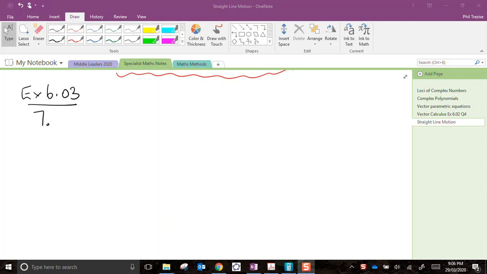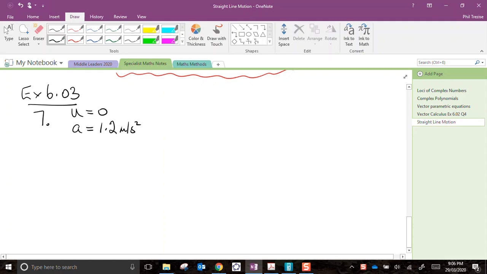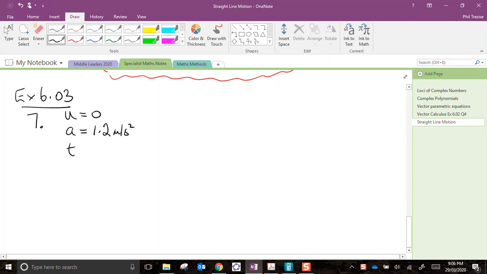Hi everyone, we're going to have a quick look at equations of motion now using question number 7 from exercise 6.03. So the question says a monorail train begins from rest, so straight away I will make a note that the initial velocity equals 0. Travels with a uniform acceleration of 1.2 meters per second squared. And then it says what will be the speed of the monorail after 30 seconds. So that's a way of saying t equals 30 seconds.